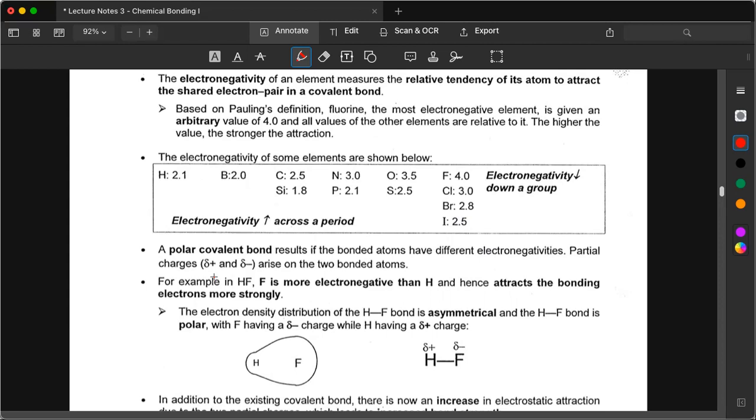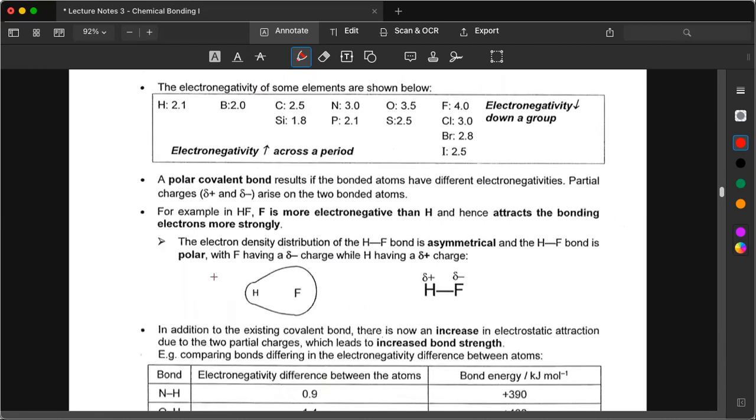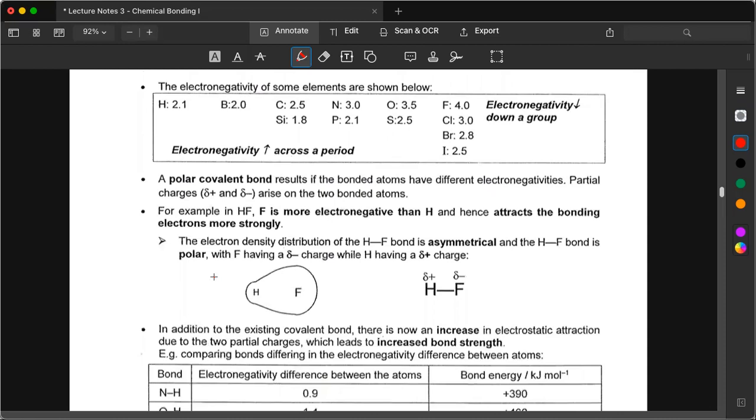Now, a polar covalent bond will result if the bonded atoms have different electronegativity, and we will have partial charges arising on the two bonded atoms. For example, in HF, F is more electronegative than H, so it will attract bonding electrons more strongly. So the electron density distribution of the HF bond is asymmetrical, and the HF bond is polar, with F acquiring a partial negative charge and H a partial positive charge. When you represent the electron density, it is greater on the F side. So it's asymmetrical, not symmetrical, to show that the distribution of electrons is not equal.